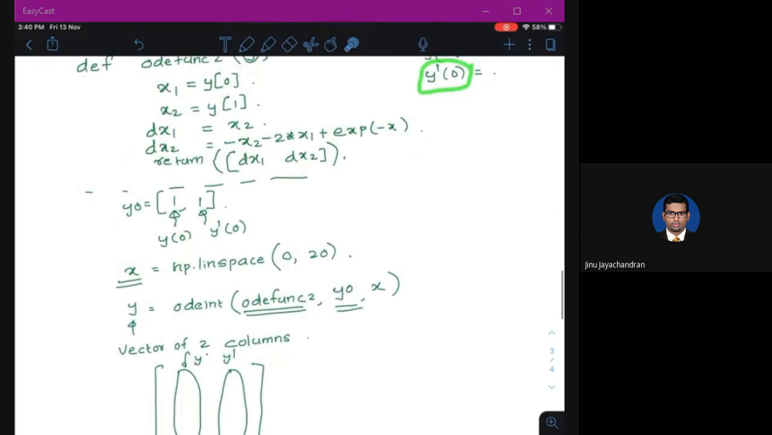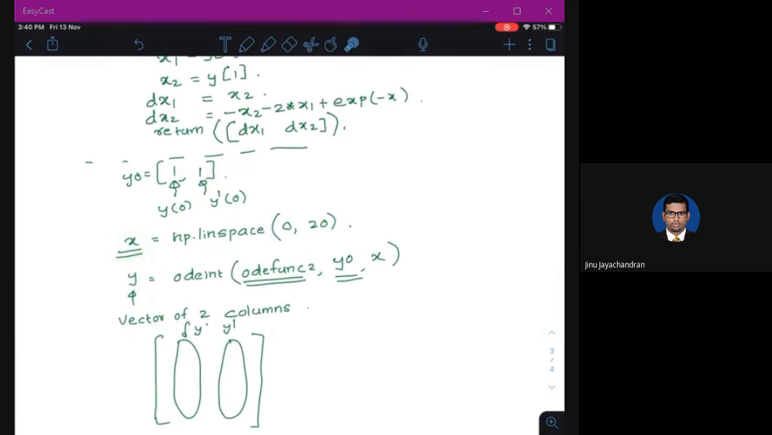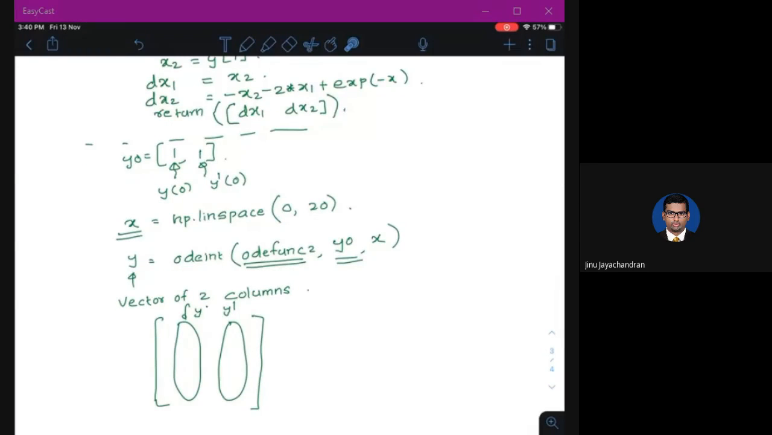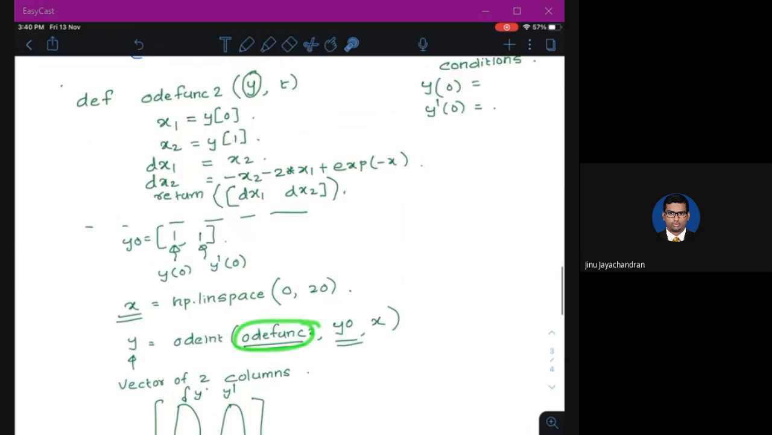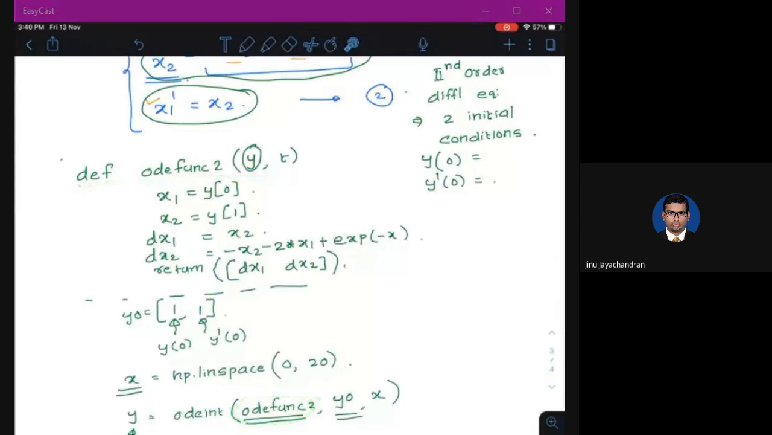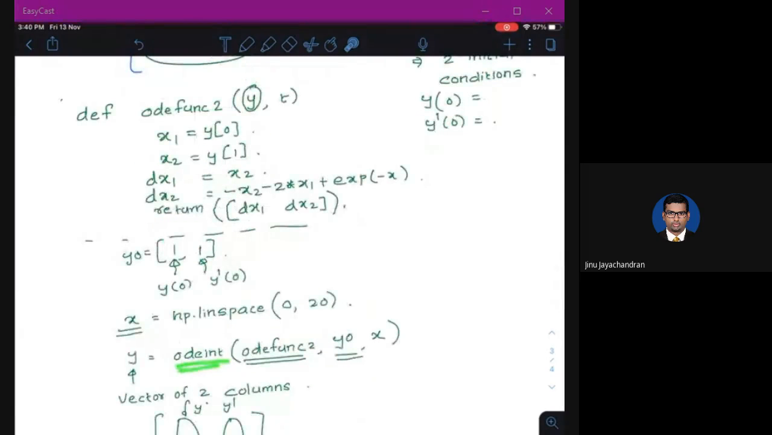So in this code, before defining the function, when you start the code, make sure you have defined two initial conditions. The first one is for y of 0 and the second one is for y dash of 0. Then you generate the values of x at which your final output should be evaluated. We call ODEINT with the function, initial condition and the independent variable. So when you call ODEINT, the ODE function will get the values y, t automatically passed by ODEINT. We are not worried about that.